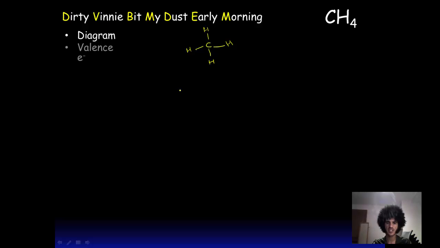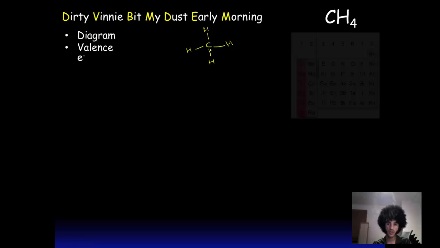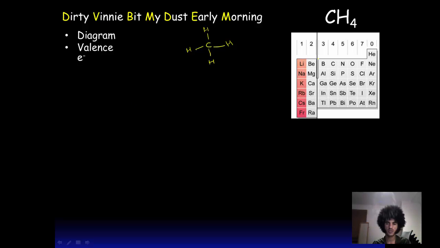Now the V for Vinny means valence electrons. This is only for the central atom, not for the hydrogens. They don't matter. We just want the geometry around carbon. Now if you look at the periodic table here, I've cut out the transition metals. If I look at carbon, you can see that it's in group 4. That means it must have 4 valence electrons. I'm going to start with 4.